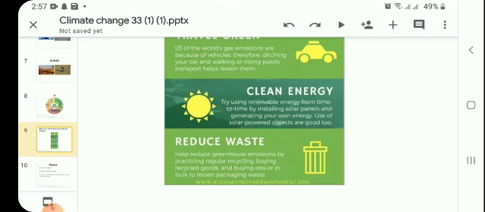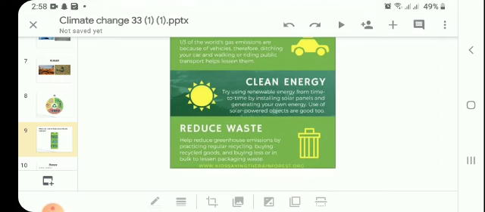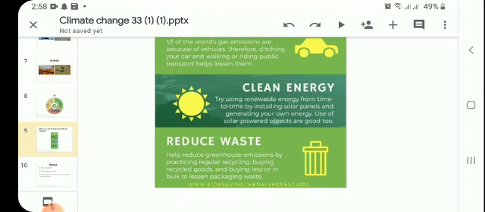Reduce waste. We have already discussed the 3 R's, that means reduce, reuse and recycle. So reduce waste. We should reduce the waste. Help reduce greenhouse emissions by practicing regular recycling, buying recycled goods, and buying less or in bulk to lessen packaging waste. We should reduce the waste.